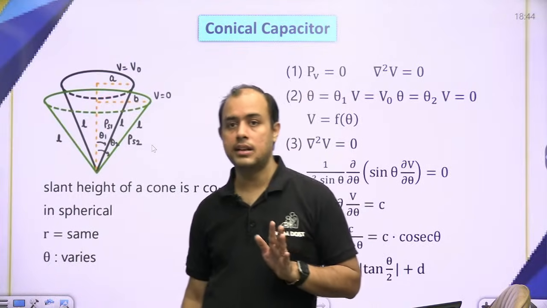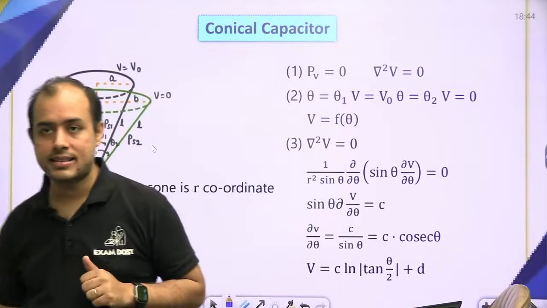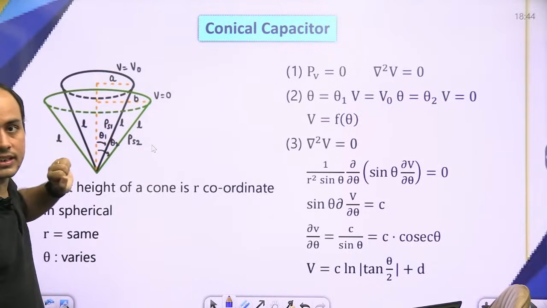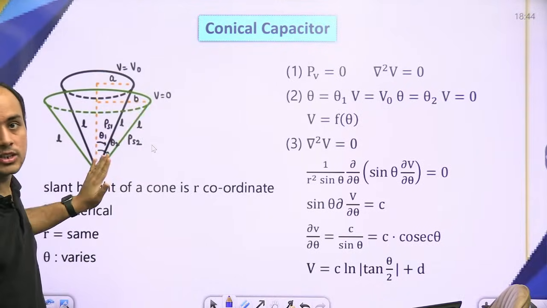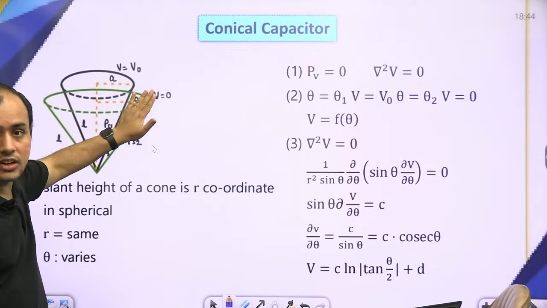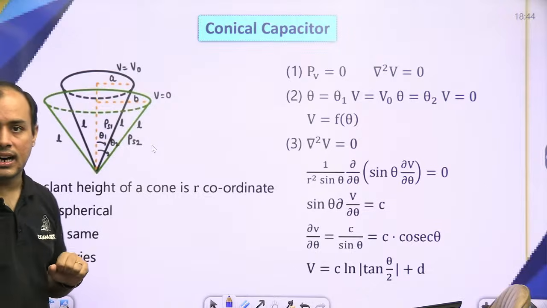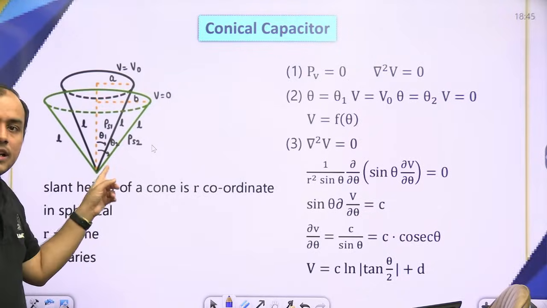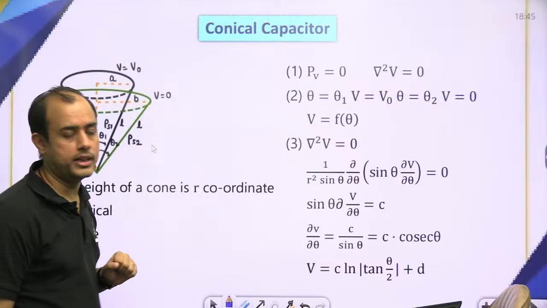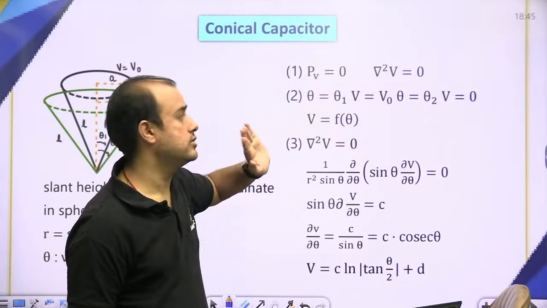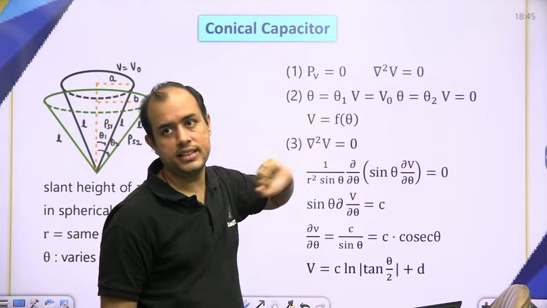Let's take an example. I have a conical capacitor. So the potential is V0 at theta 1 and it is 0 at theta 2. So I can say potential varies with theta. Potential is varying with theta. Okay, theta 1 it is V0, theta 2 it is 0. So rho v is 0. Between the two plates of the capacitor there is no charge. So del square V is 0.